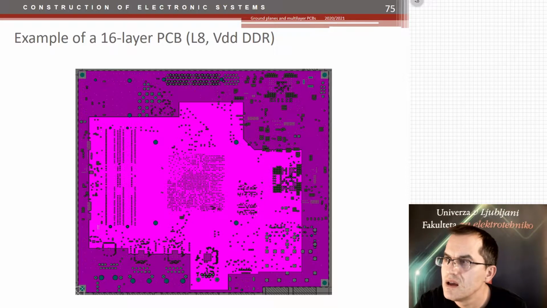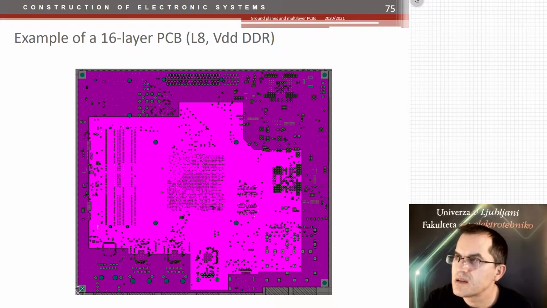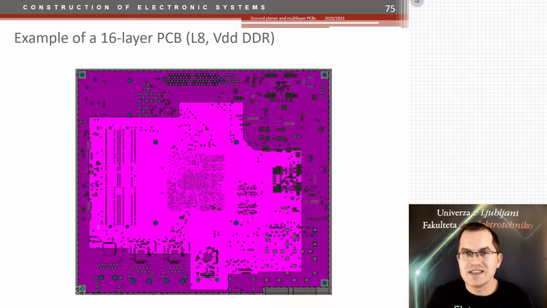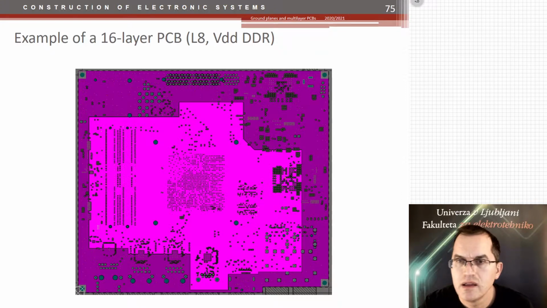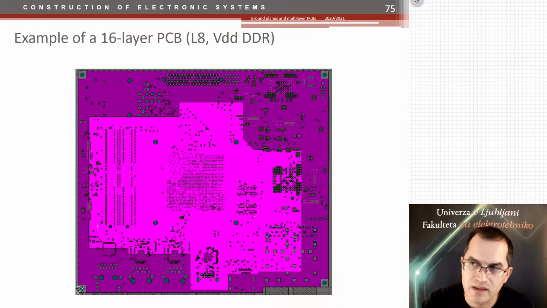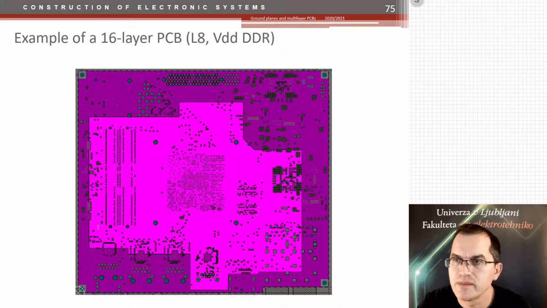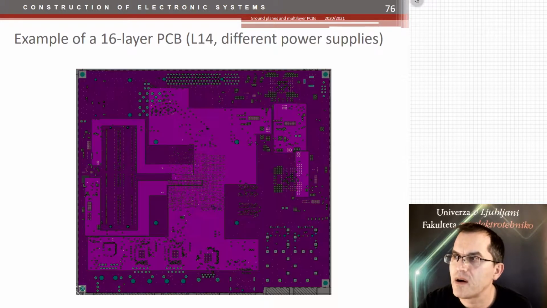What else? Layer 8. That's the power supply of the VDD, that's the power supply of the DDR memory. Since this is the fastest ICs that are here with the fastest connection, this power supply is the largest. It has a big area between the plane and the ground. And final power supply layer is here.